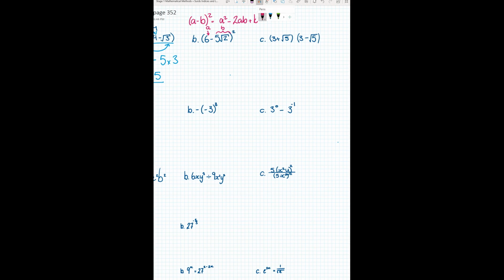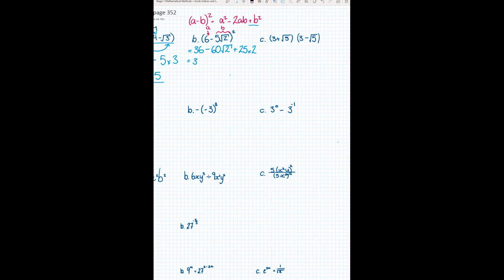So to solve this, we're going to first have a squared or 6 squared, which is 36, minus 2 times 6 times 5 root 2. So the 2 times 6 gives us 12, times 5 gives us 60, multiplied by the square root of 2. And then our plus b squared at the end means we have to square the 5, 25, and square root of 2 squared is 2, so it's 25 times 2.